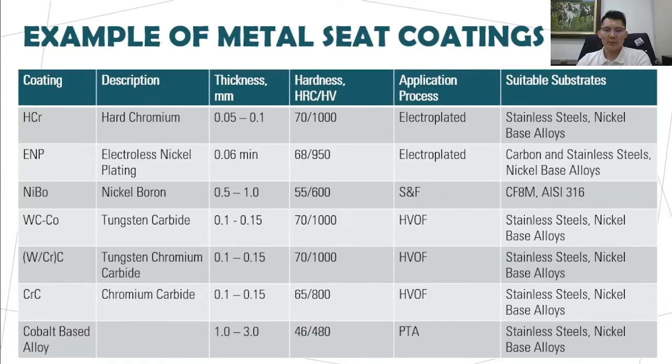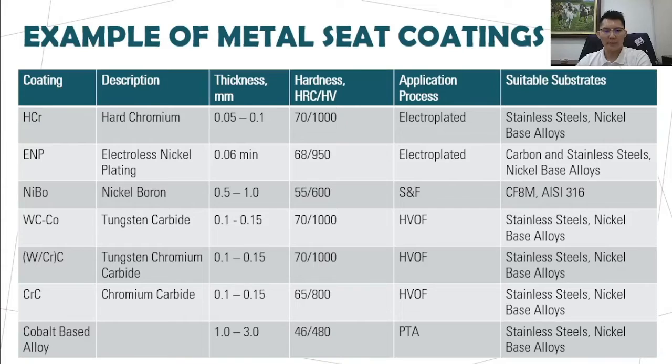We are using the oxy-fuel method, HVOF, high velocity oxy-fuel. The suitable substrate will be stainless steel and nickel-based alloy. Another one is tungsten chromium carbide. So, tungsten carbide and tungsten chromium carbide, both of their characteristics are very similar as well, and the substrates that can be used are similar. And the last one is chromium carbide, or usually we call it chrome carbide.